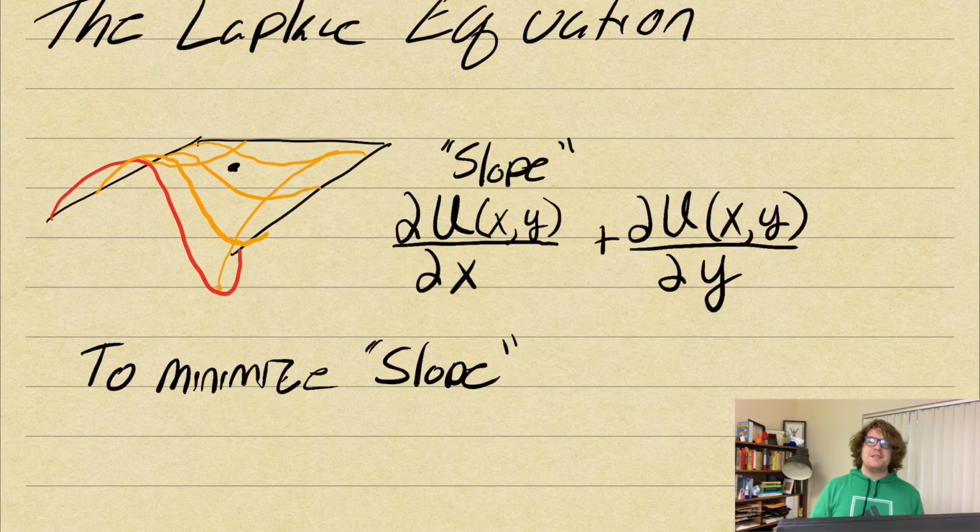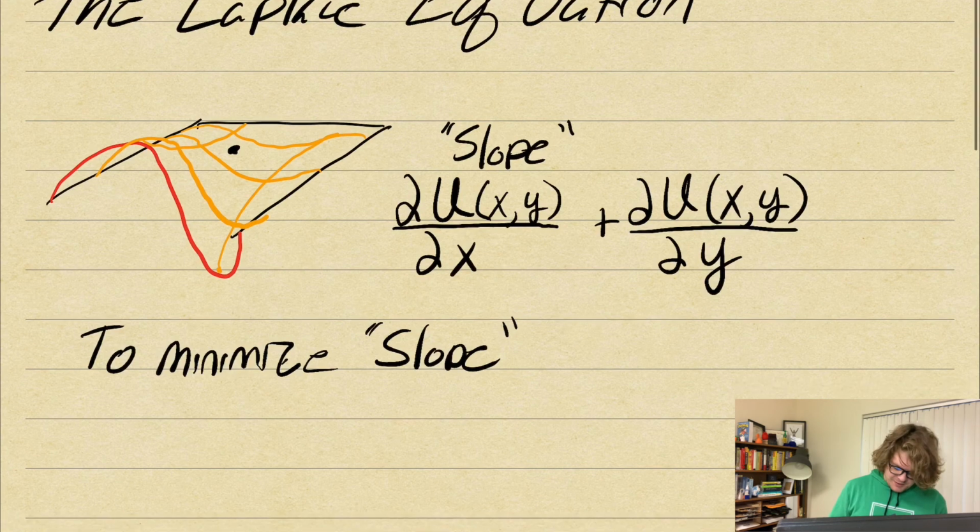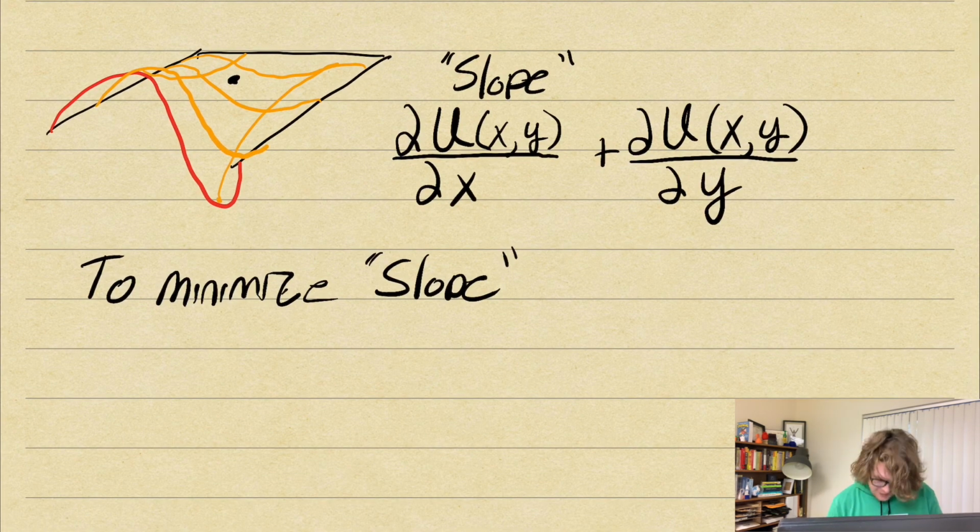Meaning we don't want any steep peaks or points or cusps or strange things happening on our sheet, if we want to think about it as a sheet. So what we'll do to minimize slope is we'll take another derivative of our slope function and set it equal to 0. Again, this is not entirely the best way to think about this, but it's a pretty easy way to get to the Laplace equation.